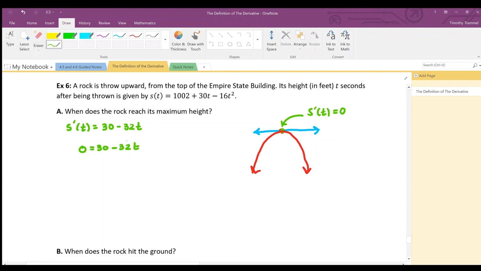All right, and we can add the 32t over and divide by 32. All right, and we could divide both of those by 2. We'll get 15/16. And this is measured in what? t is measured in seconds.